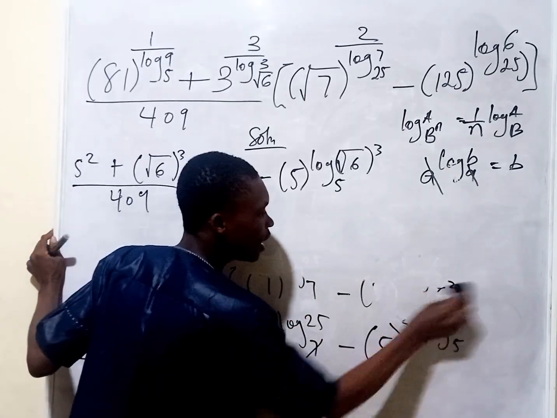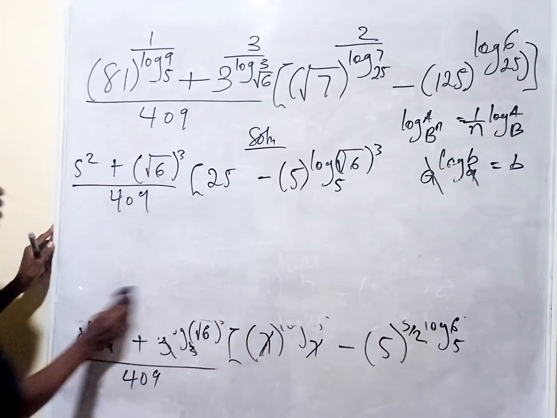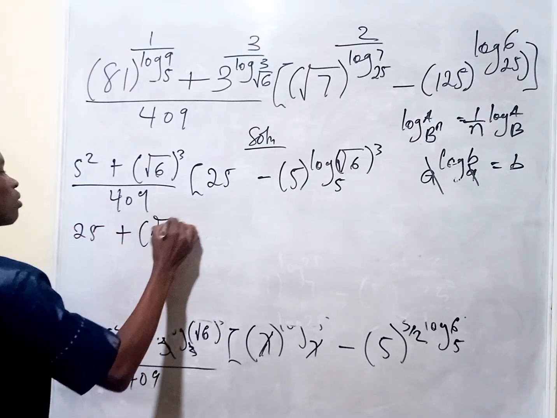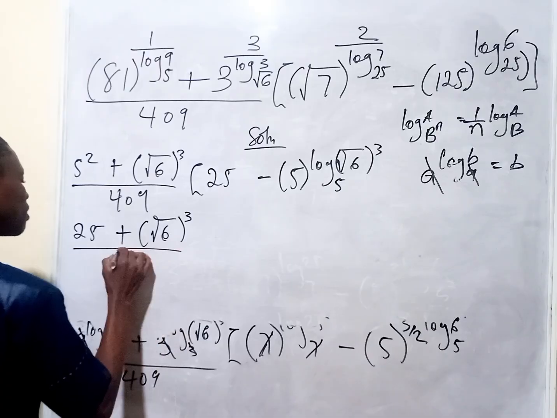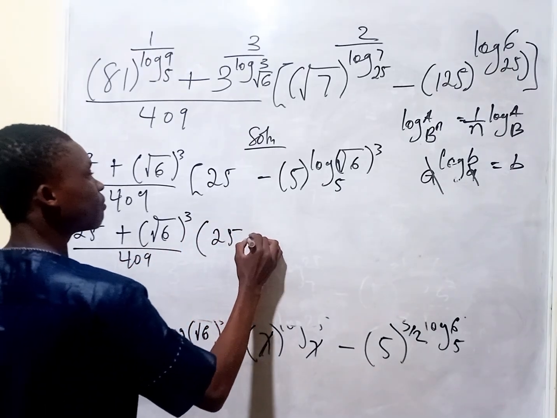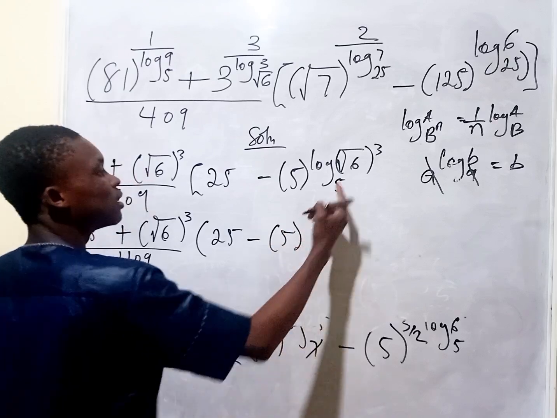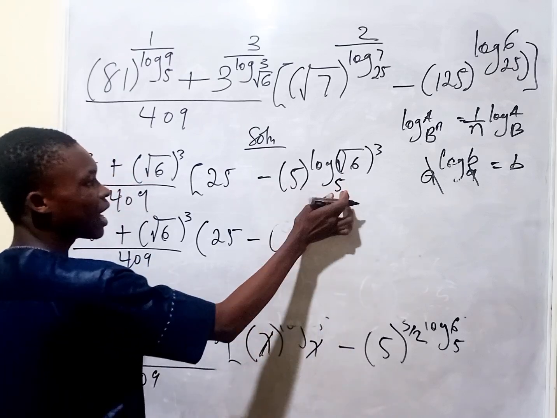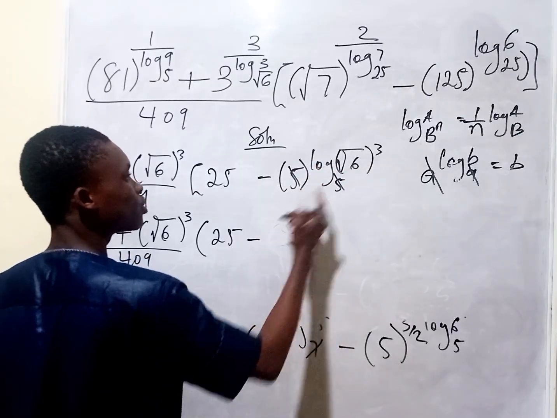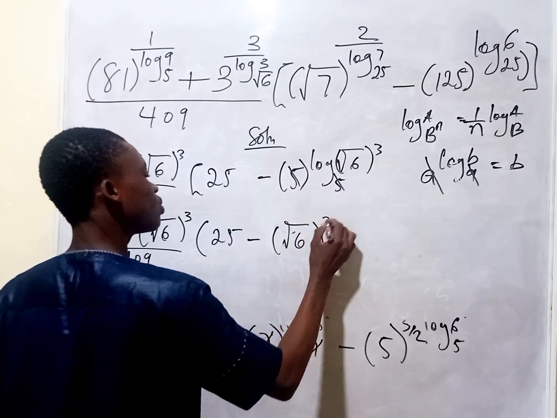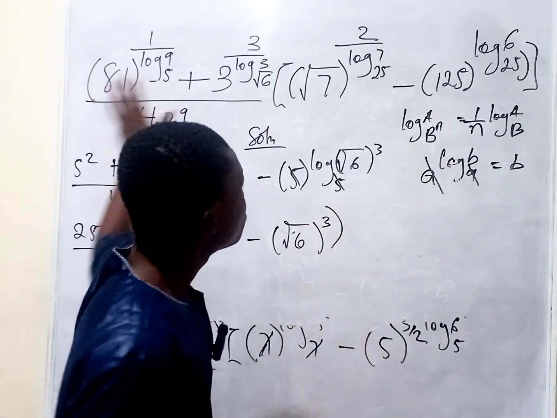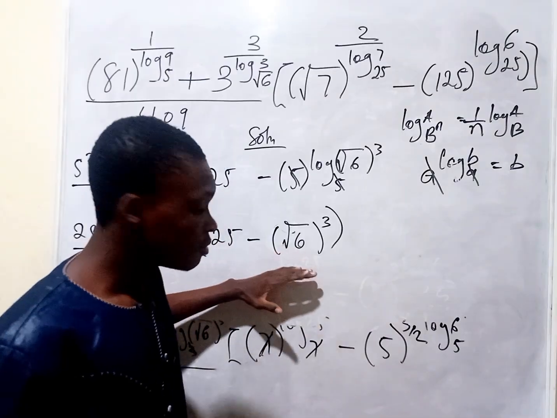All right, so clearly from here, we know that 5 squared here is 25 plus the square root of 6 all cubed, all divided by 409 into bracket 25 minus. Now from here, clearly this base here can cancel out what? The base here. So base cancel base. And we have what? Just minus the square root of this 6 all cubed. All right, so this is where we have simplified this big problem here. This is what we have simplified to.